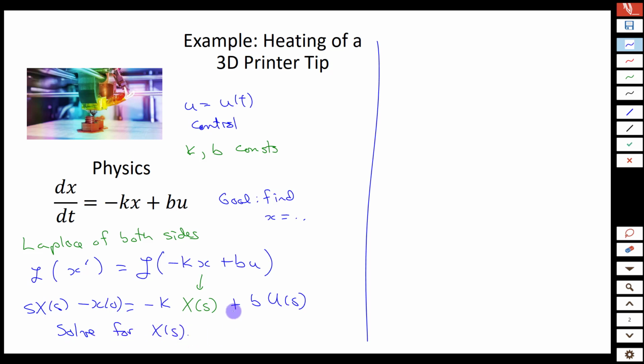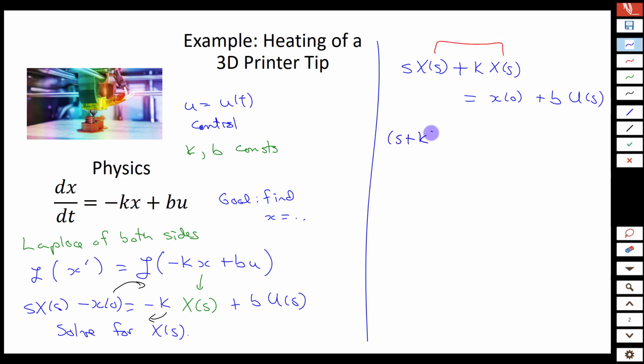So if we do that, we're going to move a couple of terms around. We're going to move this one to the right-hand side and this term to the left-hand side. So we're going to have s x of s plus k times x of s is equal to positive x naught plus bu of s. Perfect. Now we're going to factor out this x of s here, so we're going to get s plus k.